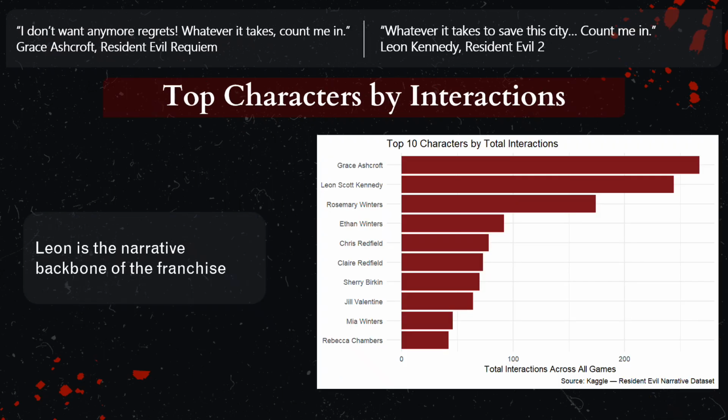My last visualization looks at which individual characters appear most across all interactions in the dataset. And Grace Ashcroft from Requiem comes in first, which might seem surprising since she's only in one game, but that's a direct result from Requiem's 646 scenes dominating the dataset as we saw in the first visualization. Leon Kennedy is second, and he's appeared across multiple games including Resident Evil 2, Resident Evil 4, and 6, among other games that weren't listed in this dataset. And the gap between them is really more of a story about data coverage than actual franchise importance, because Leon is almost certainly the true narrative background when you account for all of that.